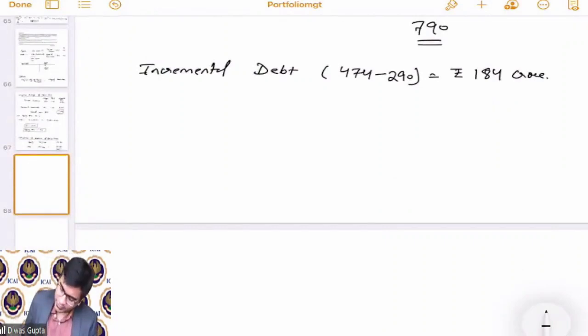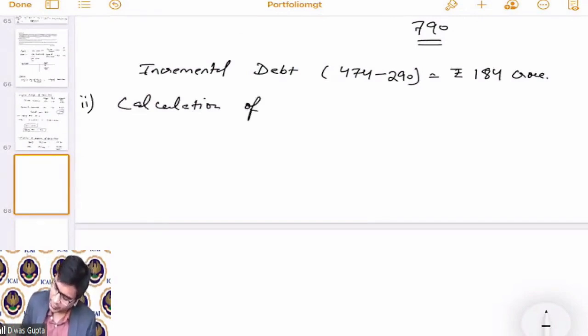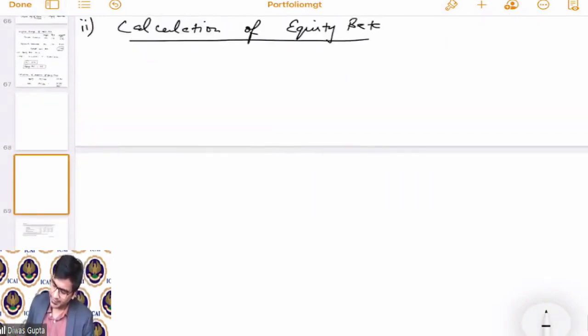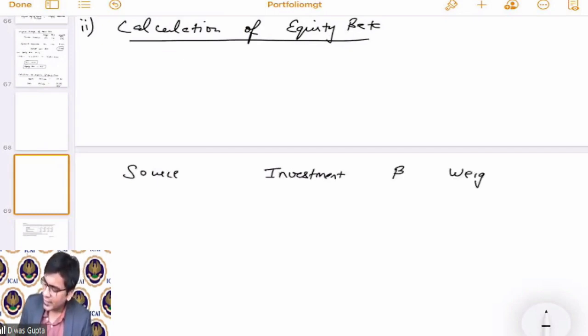Now again the calculation of the equity beta, this is the second point's main answer. I'm putting it here. First of all, you have to put the source, then the investment, meaning the current amount of investment, then the beta and weight, and then finally the weighted beta.